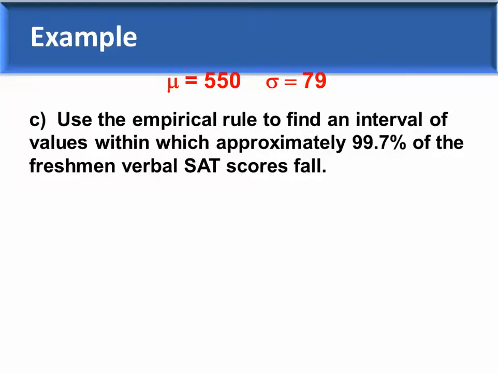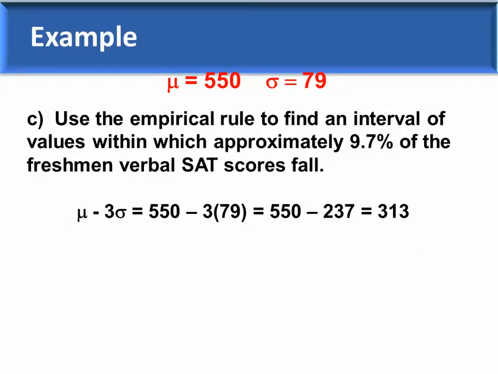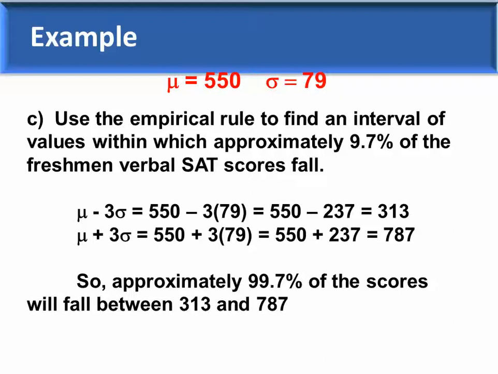And again, we'll follow the same exact rule with the 99.7%. Now we're following the rule that says 3 standard deviations of the mean. So we're going to calculate that out. 3 standard deviations subtracted from the mean is 313. 3 standard deviations added is 787. So 99.7% of all the scores will fall between 313 and 787.